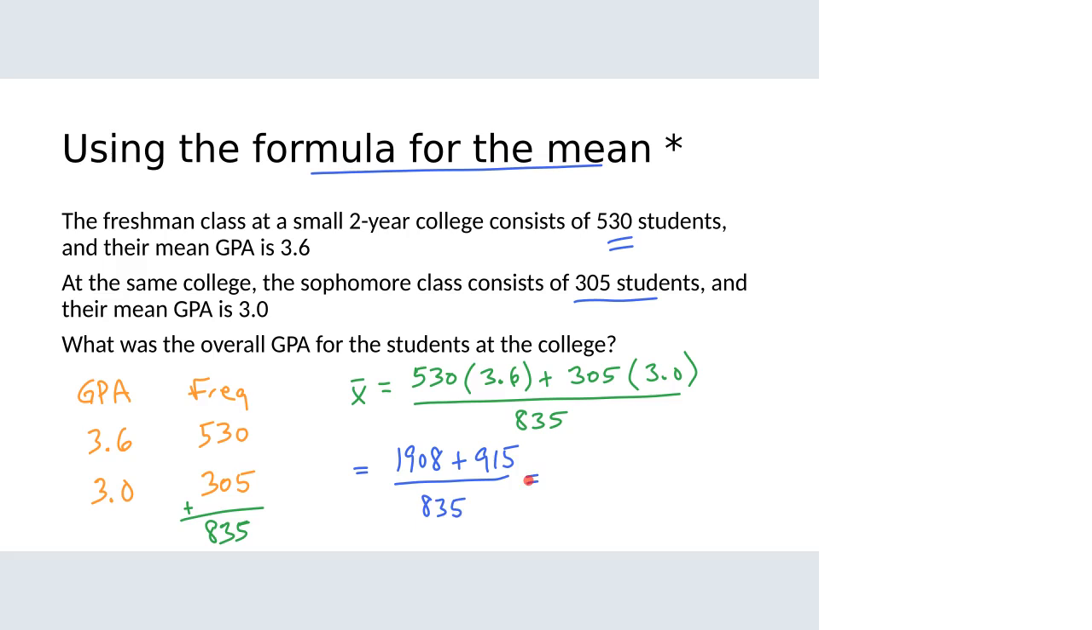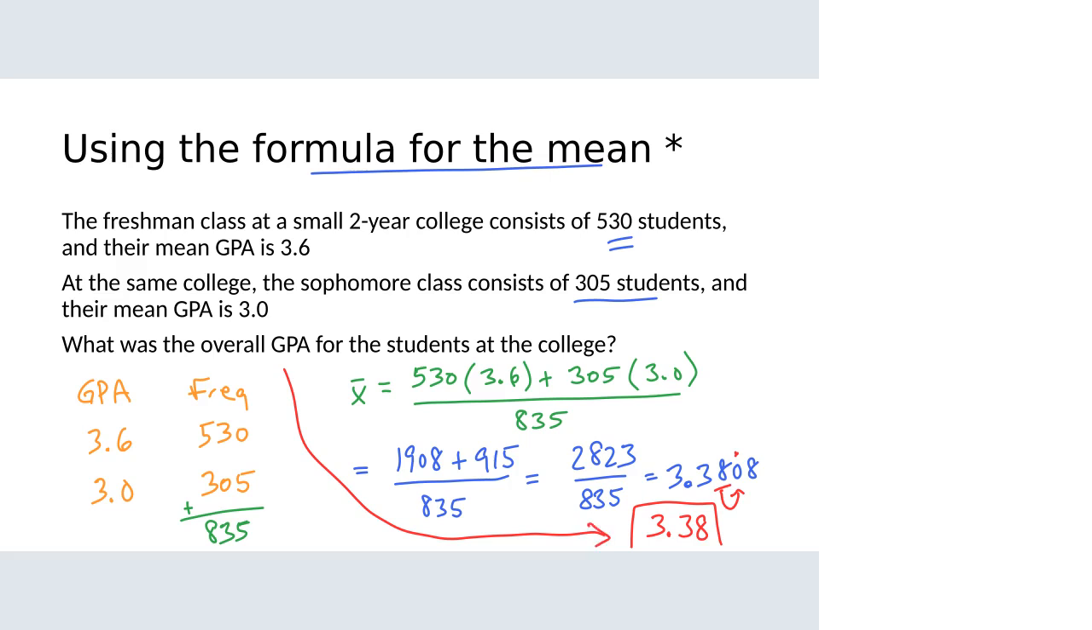So let's see, 915 plus 1,908, 2,823 divided by 835 is 3.3808. And it doesn't say it in the problem, but it was obvious to round to the nearest hundredth, so we'll go to the hundredth place, look one space to the right, that's 4 or lower, so we'll round this down to 3.38. So the overall GPA for students at the college is this 3.38.